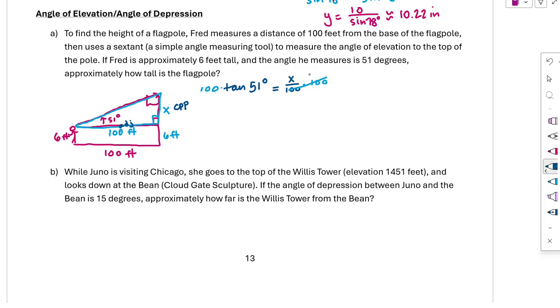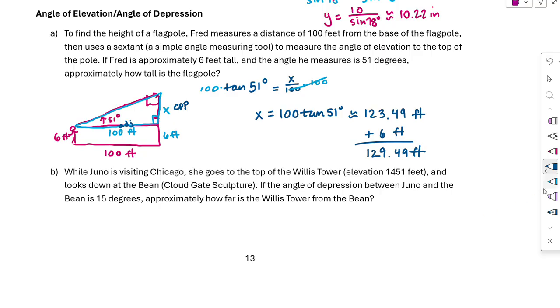And then we will get x by itself is equal to 100 tan 51 degrees. And when I type that into my calculator, I got 123.49, and this was in feet. Okay, so to find the height of the flagpole, again, we're going to add the 6 feet of Fred, and that would be 129.49 feet. It doesn't say what to round to, so we'll just continue with our 2 decimal places.